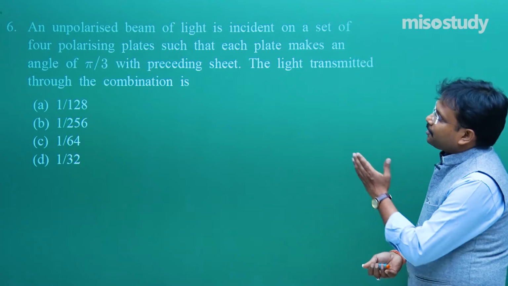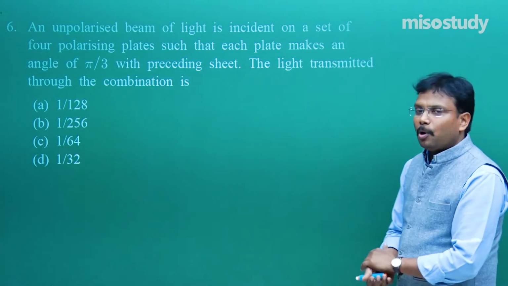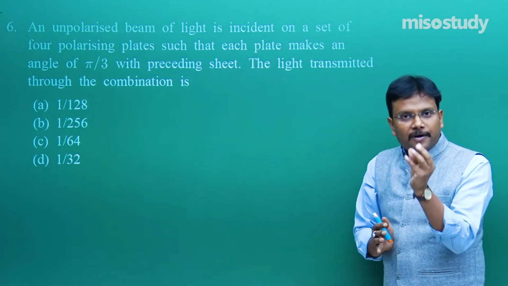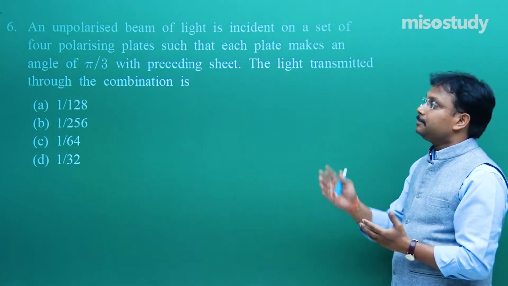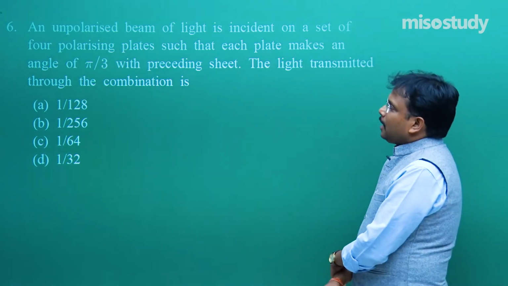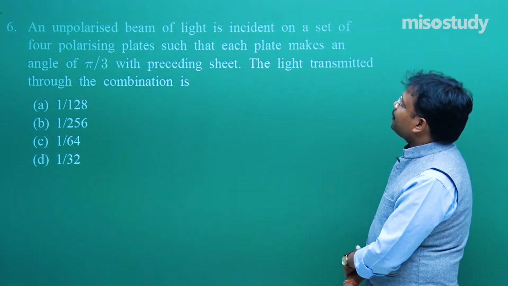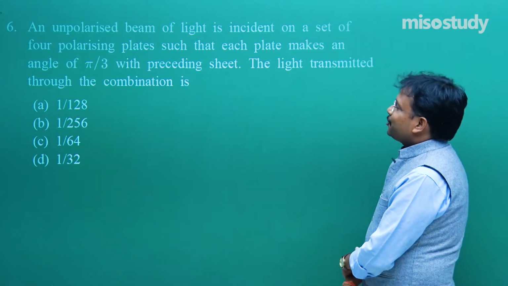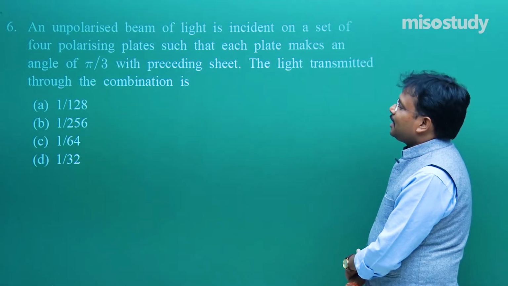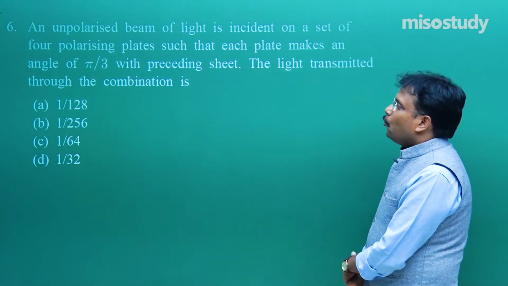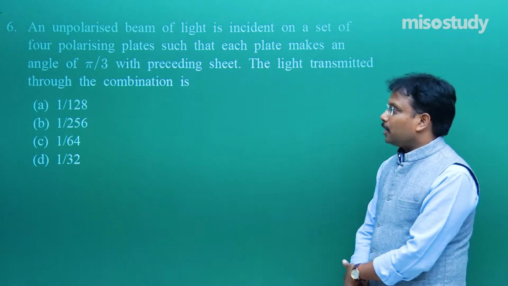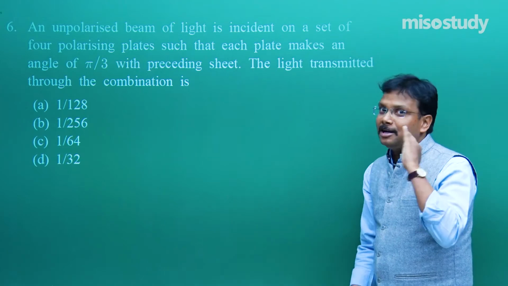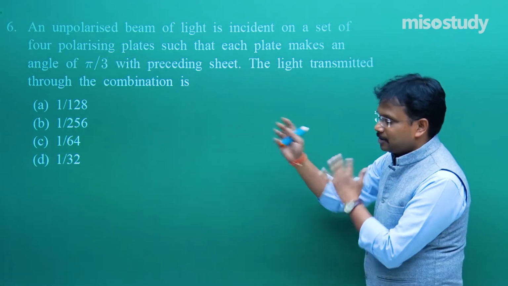In this there is a question which is based upon the phenomenon of polarization and the application of a device known as Polaroids. What is the problem? An unpolarized beam of light is incident on a set of 4 polarizing plates, such that each plate makes an angle pi by 3 with the preceding sheet. The light transmitted through the combination finally is how much?